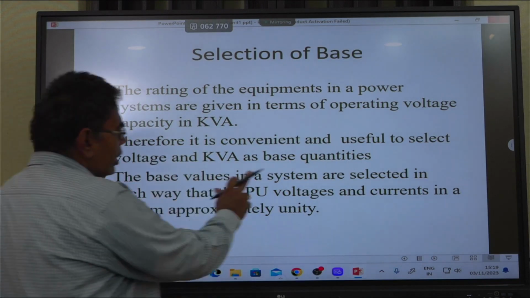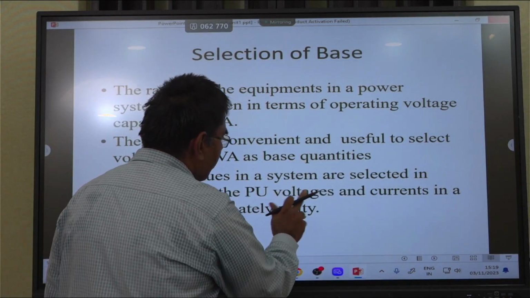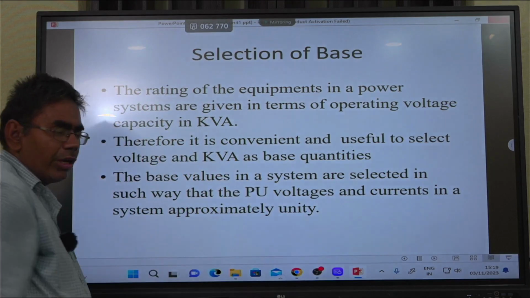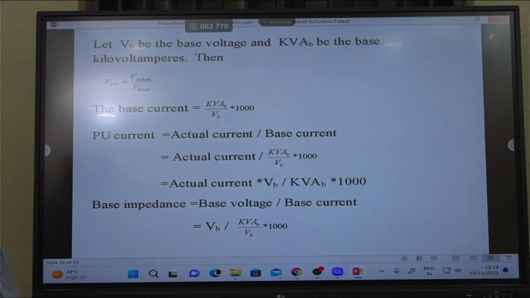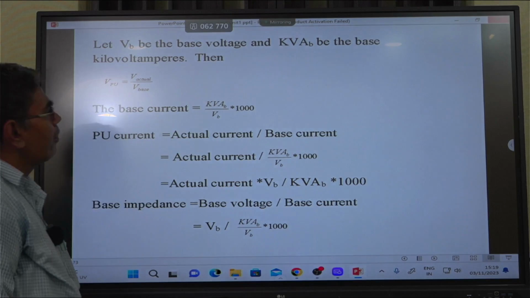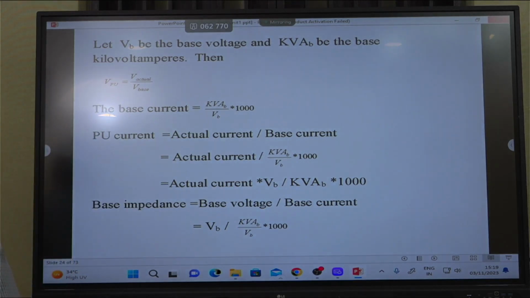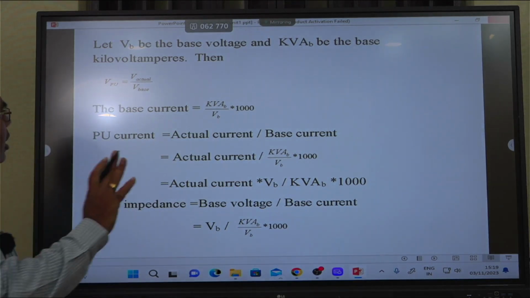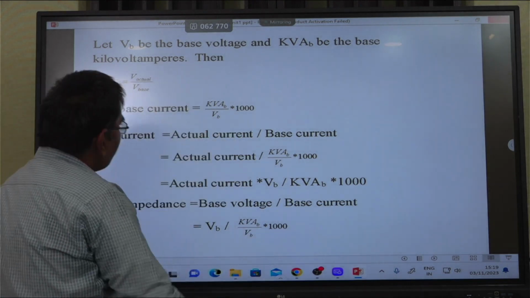The base voltage of the system is selected in such a way that the per unit voltage and current are approximately unity. In the analysis, VB is nothing but the base voltage and kVA is nothing but the base kilovolt ampere. These two are selected as base quantities. Then from these two values, we calculate the base impedance.